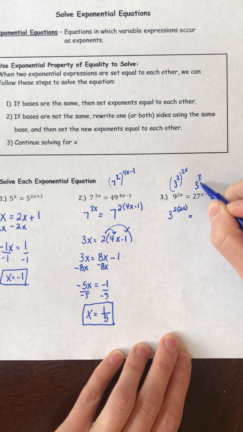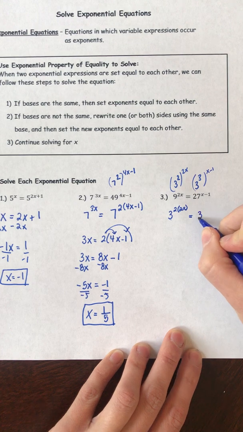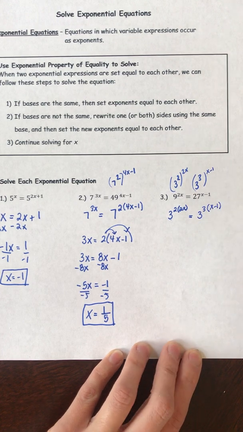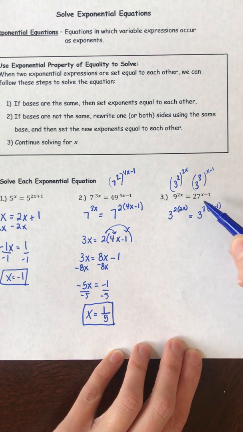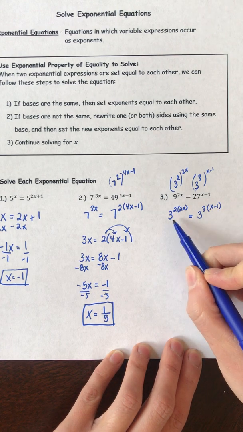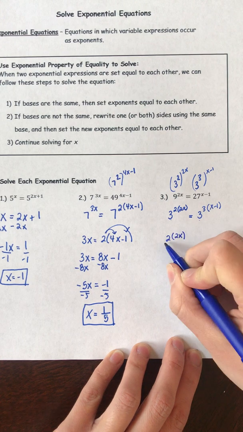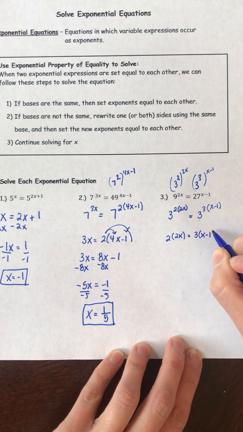And 27 I'm going to rewrite as 3 to the third, but if that's all to the x minus 1, just like over here, I'm going to rewrite that as 3 to the third, but I'm going to multiply that to all of x minus 1. Okay, so 9 became 3 squared, 27 became 3 to the third. Again, now that I have the same base, 3 and 3, I can just set their exponents equal to each other. 2 times 2x equals 3 times x minus 1.